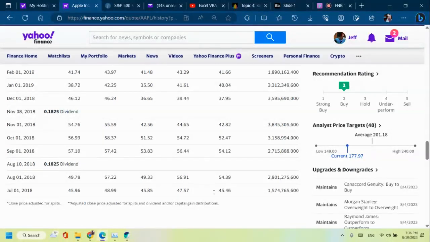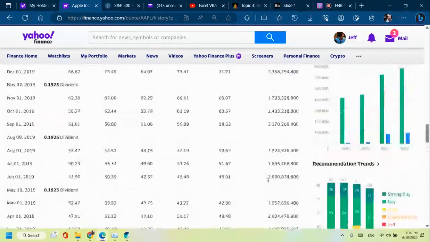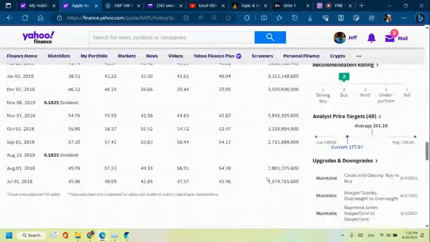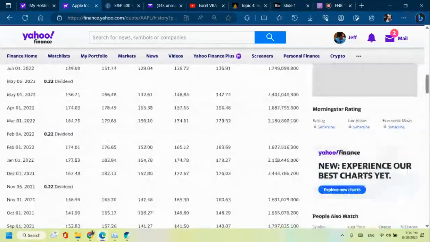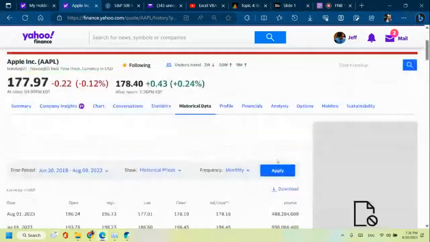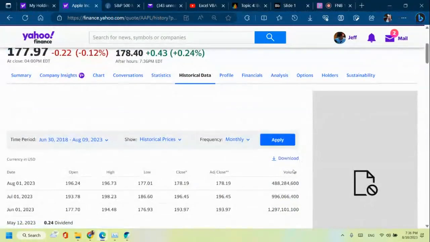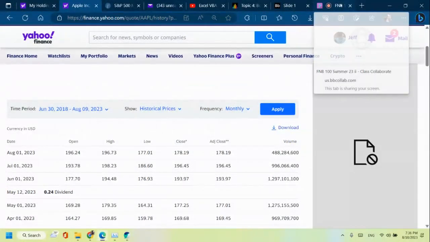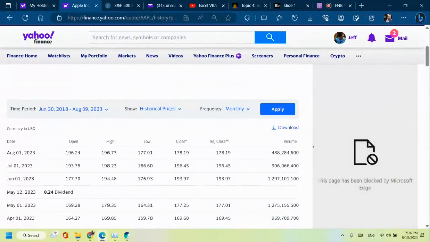So we're gonna download this right here. When you have it, everyone has it in monthly data form, isn't that right? Everyone has it in monthly data, right? Everyone. Yeah. Okay, good.